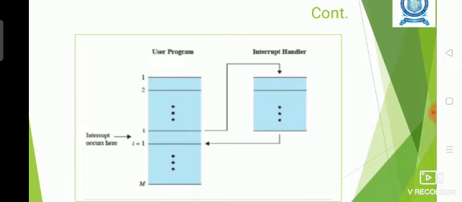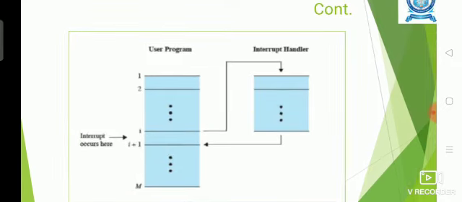Now we are seeing it with the diagram. The user program is there. The user program consists of a set of instructions, and the CPU and the processor will be executing the instructions one by one.